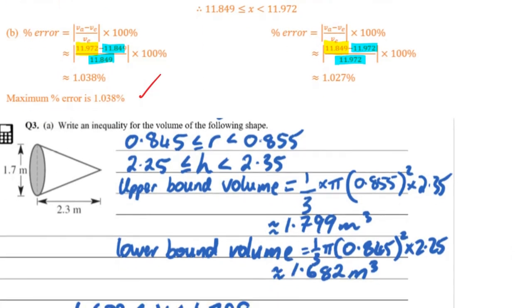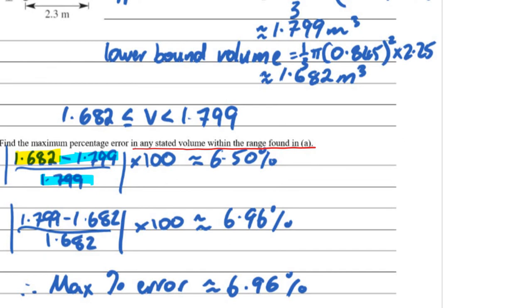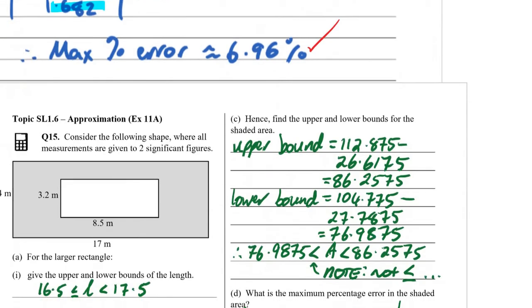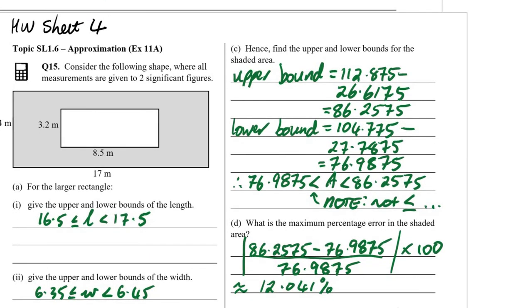Question 3, this comes from homework sheet 3. Alright, and again, we have that phrasing, any stated volume within the range in A. So we take one bound as the approximate, the other bound as the exact. If we take the lower bound as the approximate, the upper bound is the exact. If we take the upper bound as the approximate, the lower bound is the exact. Okay, so there's nothing wrong with that one. This one is homework sheet 4. Okay, so we go through, we found bounds, they're okay.